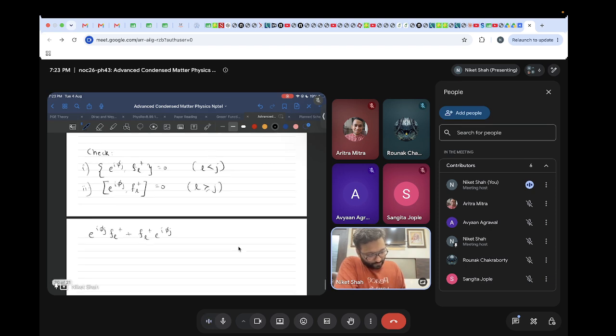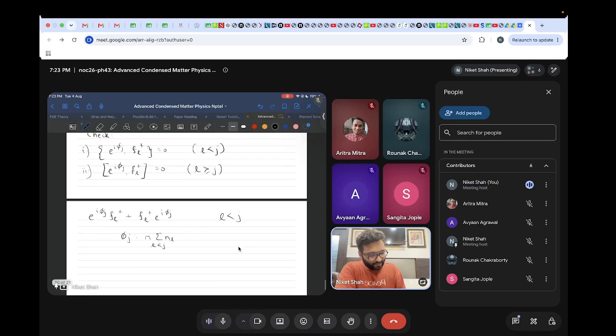What do I end up getting here? So if L is less than J, phi j means that you have a phase. Phi j is equal to pi sum over nL, where L is less than J, correct? So if L is less than J, let me assume that site L was unoccupied initially.